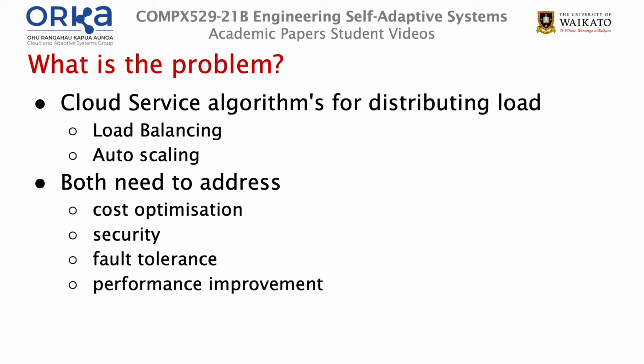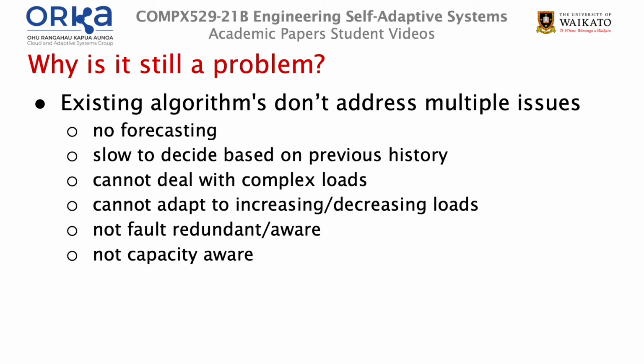So what's the problem? Cloud service algorithms for distributing load. We have load balancing and we have auto-scaling, but both need to address cost optimization, security, fault tolerance, and performance improvement. Why is this still an issue? Well, existing algorithms don't address multiple issues.